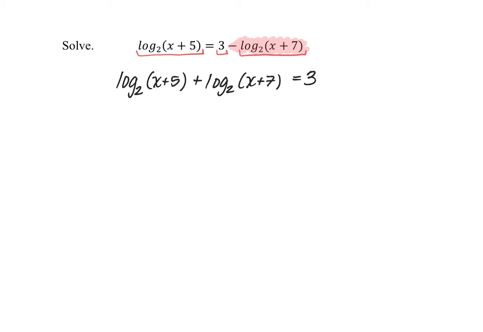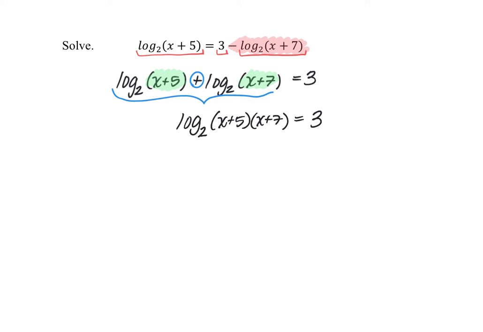Once we have the logarithms on the same side of the equation, then we can take these two logarithms and condense them into one logarithm. Because these logs are being added to one another, when we condense them, we are going to multiply the arguments. And the arguments are x plus 5 and x plus 7. So condensing these will give us log base 2 of x plus 5 times x plus 7. We're multiplying those arguments, and that's equal to 3.